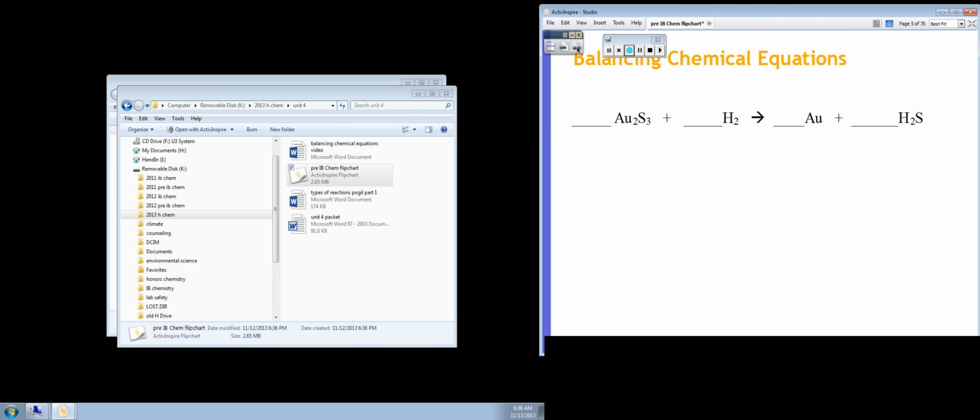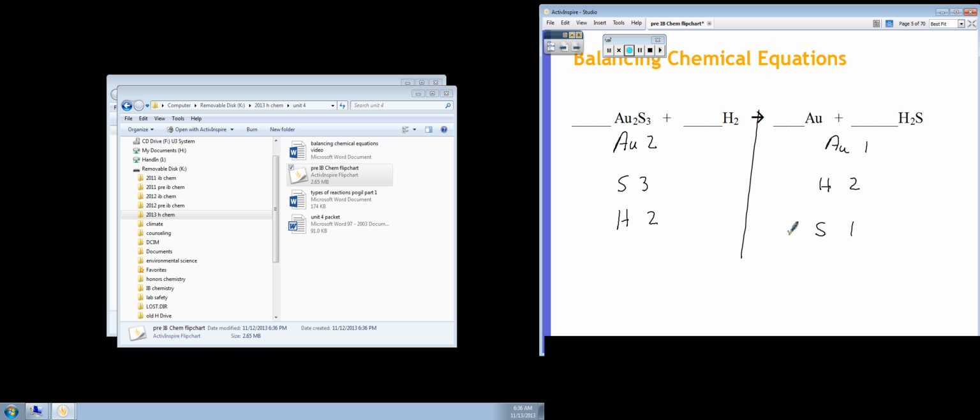We're going to divide it up between the reactants and the products. We are going to list the elements we have on both sides. On this side we have 2 gold, 3 sulfur, 2 hydrogen. On the other side there's only 1 gold, 2 hydrogen, 1 sulfur. It doesn't really matter which one we want to start with. Let's just go ahead and start with the gold.